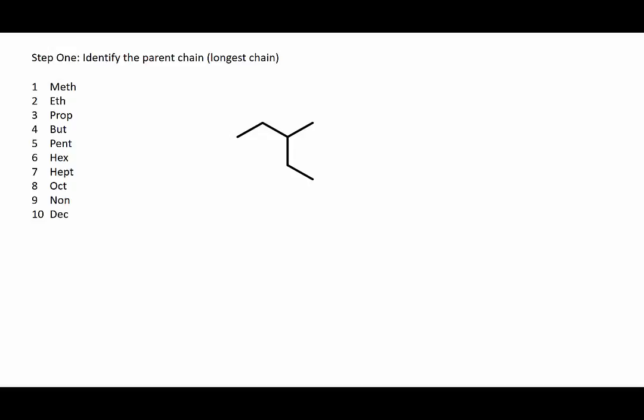Oftentimes, you will need to be able to convert between a name of a molecule and its structure. So I'm going to walk you through the steps with some simple alkanes. Step 1 is identify the parent chain, and to do this you have to look for the longest chain.